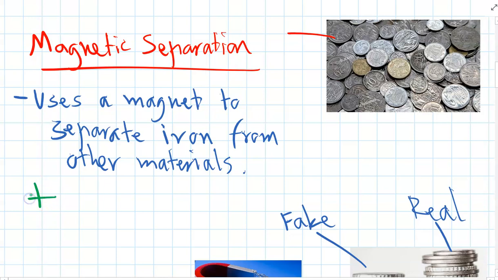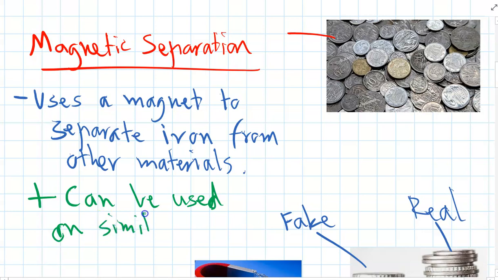And the benefits of it, the positives, are that you can even use it on materials that look the same, like these coins. You couldn't tell what the fake ones are, but the magnet will just know what they're made of. It can be used on similar looking materials.